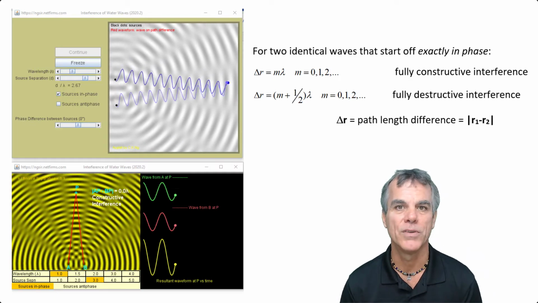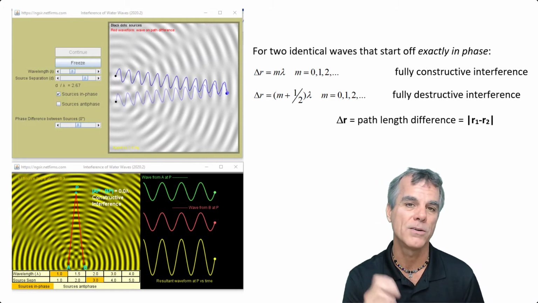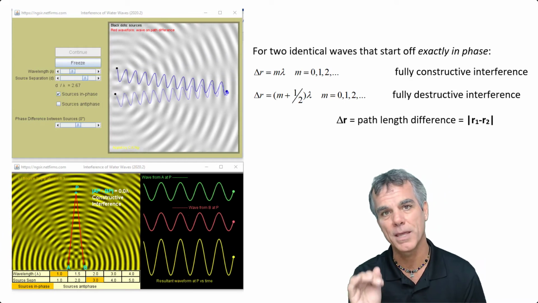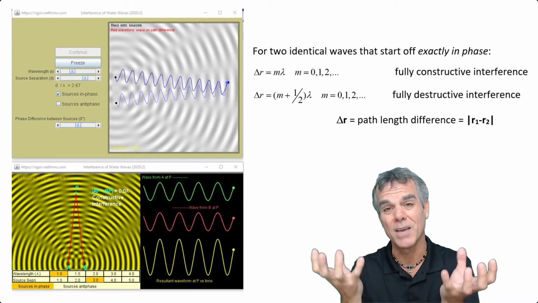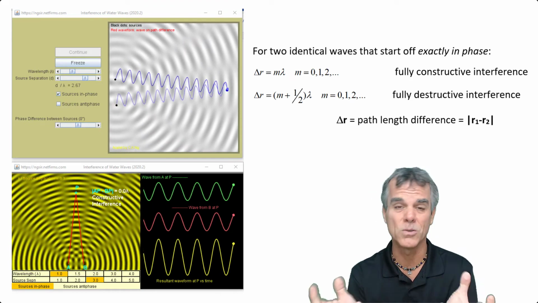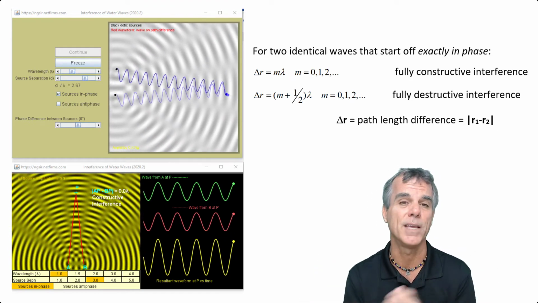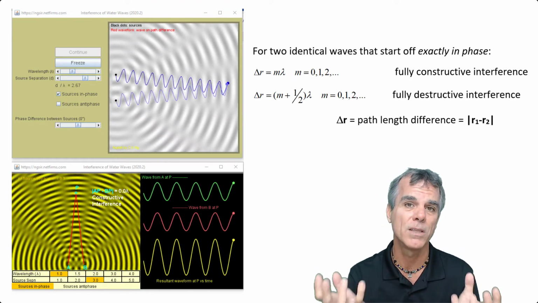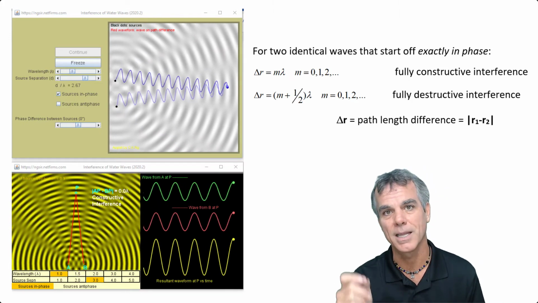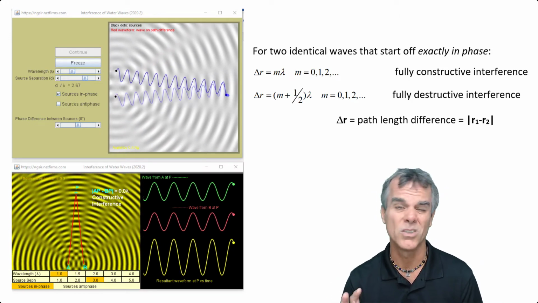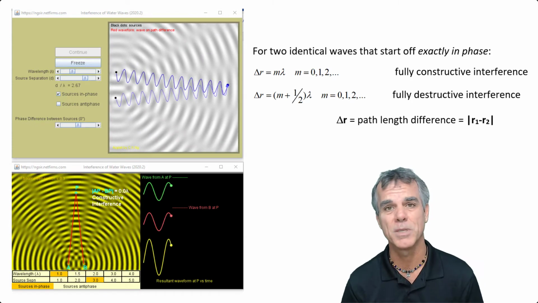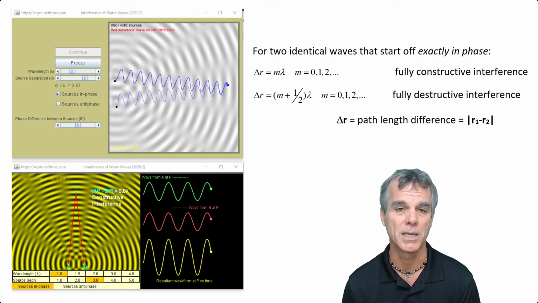In my previous video, I talked about wave interference because of a path length difference. So I have two sources of waves, and those sources are initially in phase, which means they're leaving the two sources at exactly the same point in their cycle. So both waves are peaking at the same time, reaching a minimum at the same time.